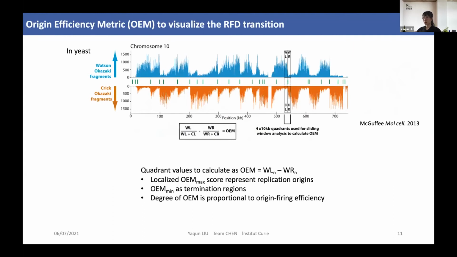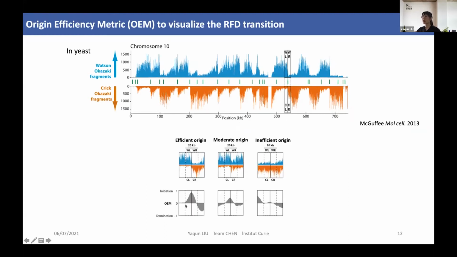We also compute the origin efficiency metric, the OEM, to visualize the RFD transition. So we calculate the delta of D between the 2 extremities in a defined scale, like 10 KB or even larger bin size. Basically, the maximum of the OEM represents origins and the minimum refers to the terminations. And also the degree of OEM is proportional to origin firing efficiency. Like here, the different amplitude of OEM just represents different efficiency levels of origins.